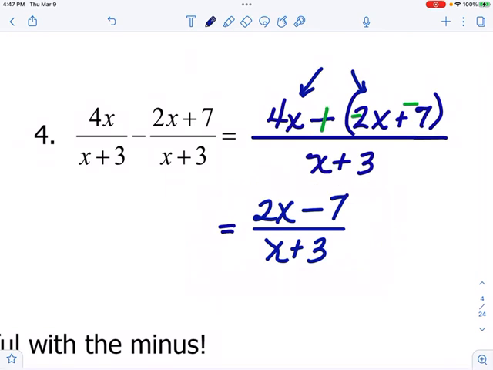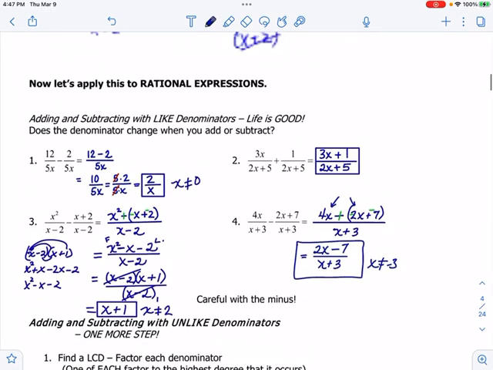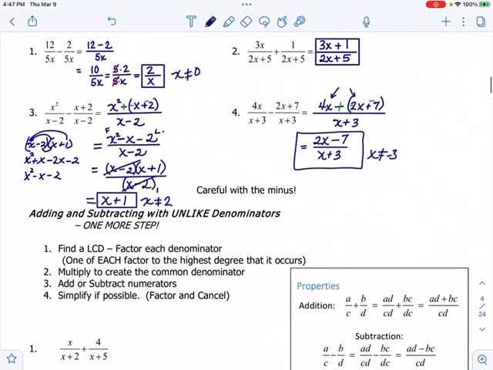Okay? And we can state that x cannot be negative 3. I'm just going to leave that go. I think I need a new tip for my pencil. Okay, and let's move down.